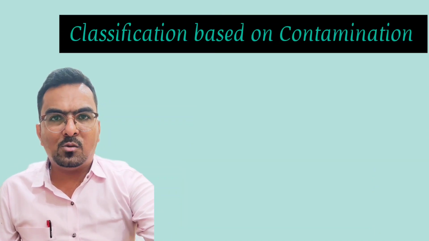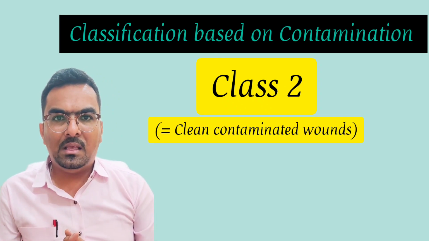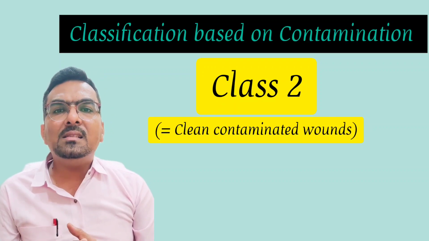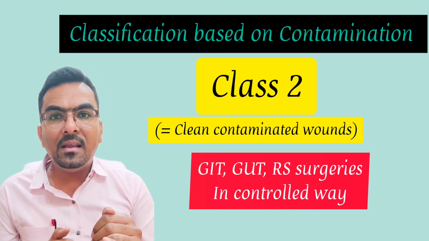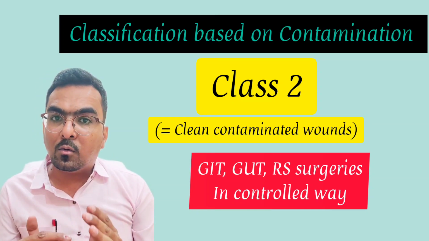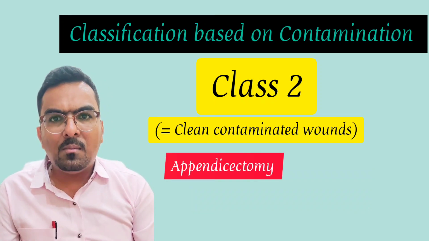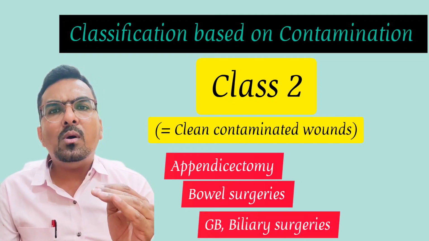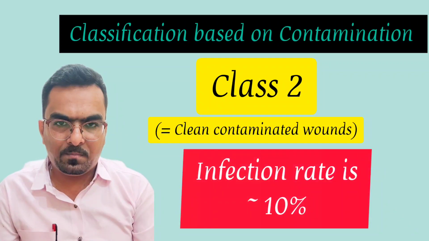Now coming to the class 2 wounds. Class 2 wounds are categorized as clean contaminated, which means they have a low level of contamination. These type of wounds involve entry into the respiratory, alimentary, genital or urinary tract, but only under controlled circumstances. For example, appendectomy, bowel surgeries, gallbladder and biliary surgeries. So here the infection rate is approximately 10%.